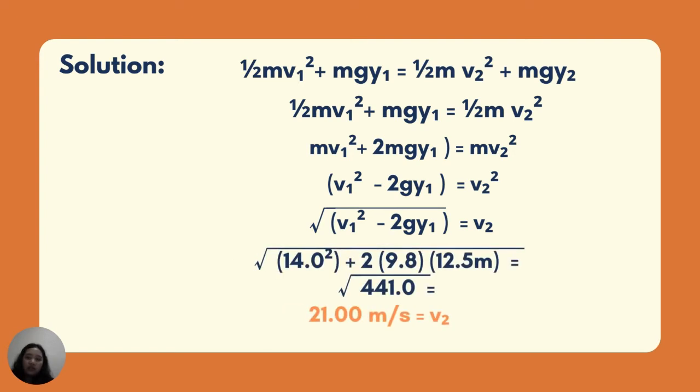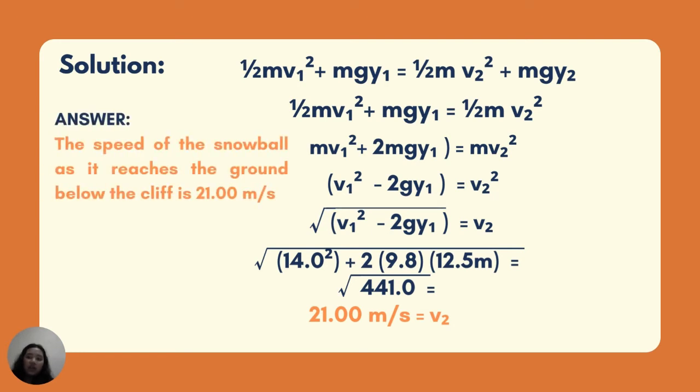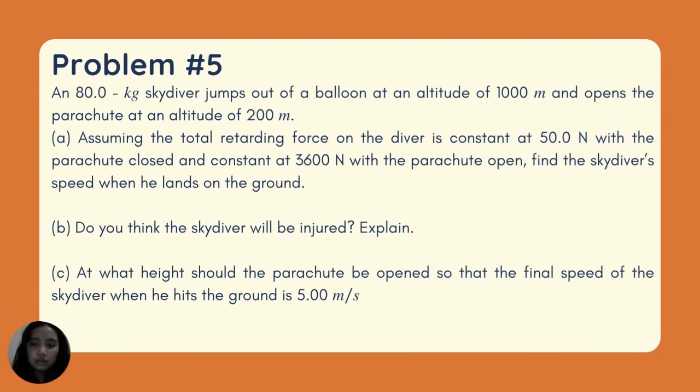Now that we have this, we can substitute our given values and solve it like so, which gives us the answer of 21 meters per second. Finally, we have the answer for our fourth problem. The speed of the snowball as it reaches the ground below the cliff is 21 meters per second. Now for our last problem.